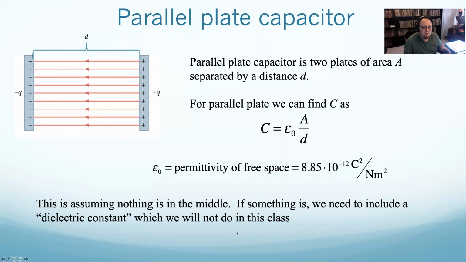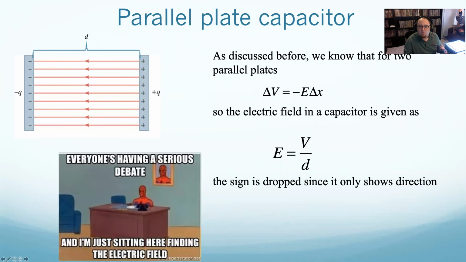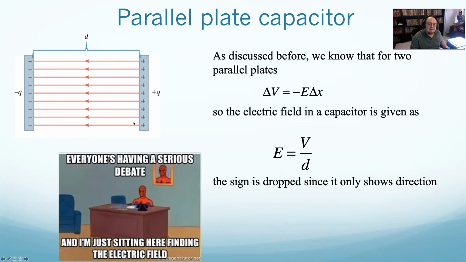Also, if we're just looking at two parallel plates, we know that between them the change in voltage is E delta x. So that means in any parallel plate capacitor, it'll have an electric field of the voltage over the distance between the plates. And so if we add a charge, it can create this potential difference.